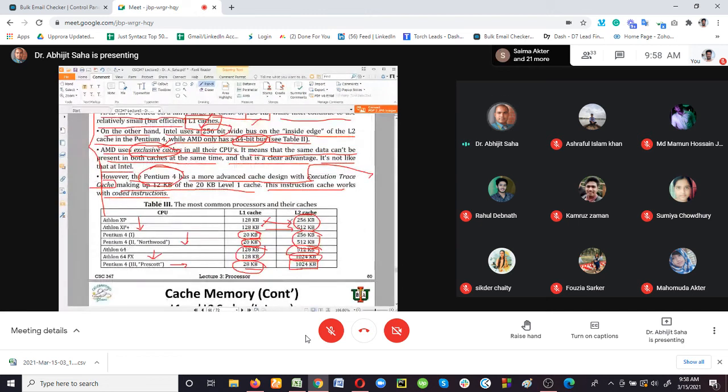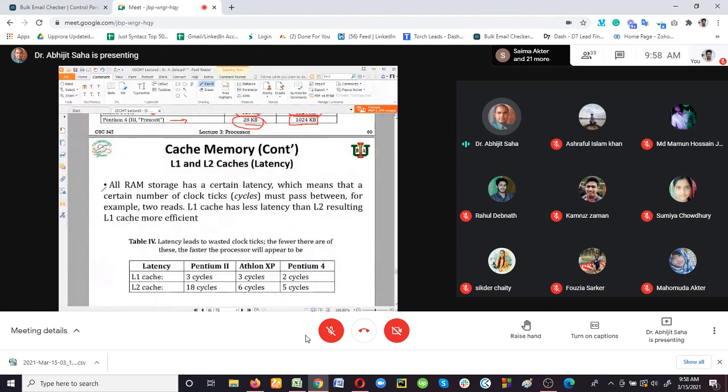All RAM storage has a certain latency, which means that a certain number of clock ticks must pass between, for example, two reads. L1 cache has less latency than L2 cache, so it is more efficient. This is what it is talking about regarding latency.